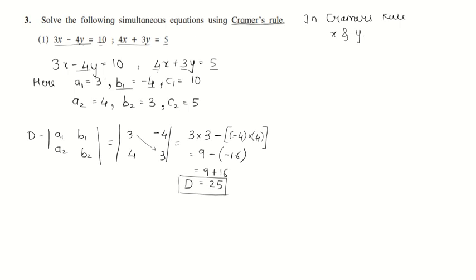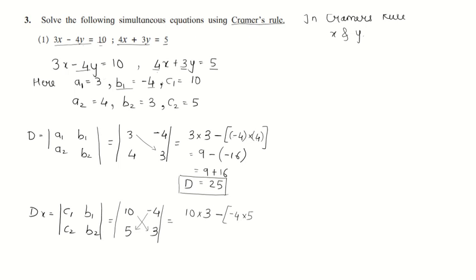In similar way, we need to find dx and dy. Dx is equal to, whenever we are taking dx, we have to solve in this way, c1 c2 upon b1 b2 is equal to, c1 is 10, c2 is 5, b1 is minus 4, b2 is 3. Solving this further, 10 into 3 minus 4 into 5. Pay attention to the signs while we are multiplying.